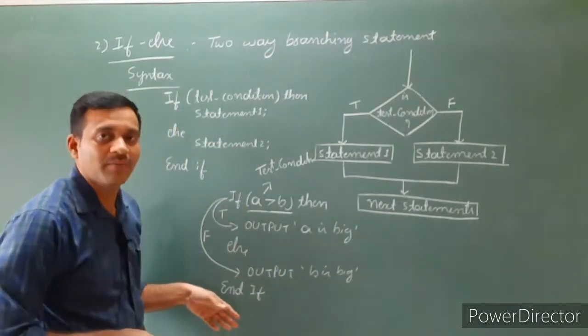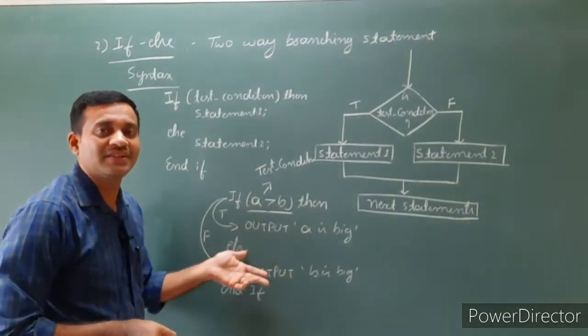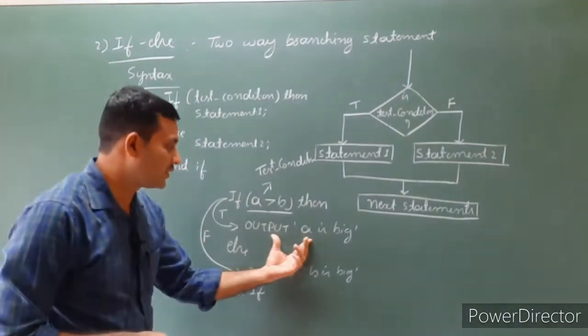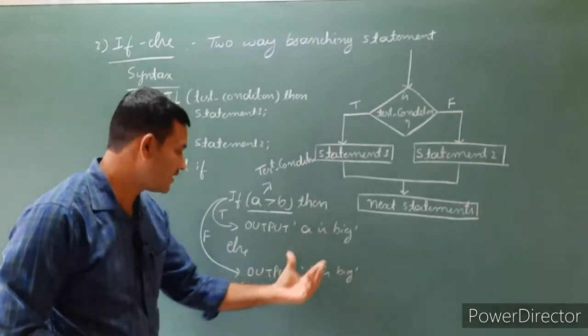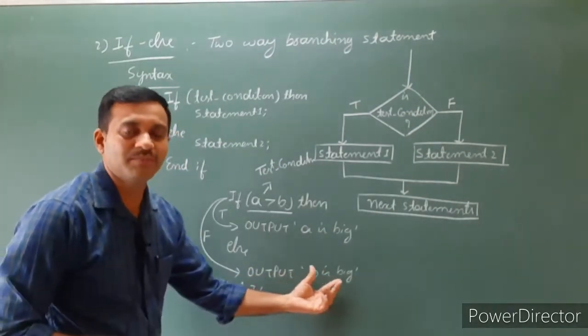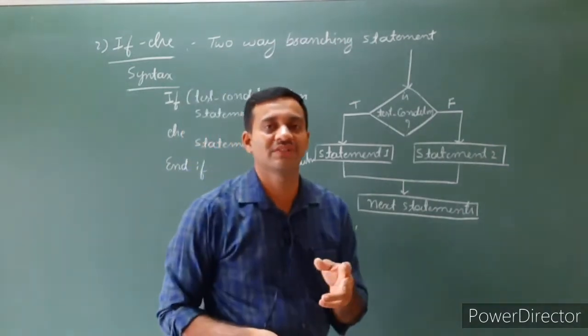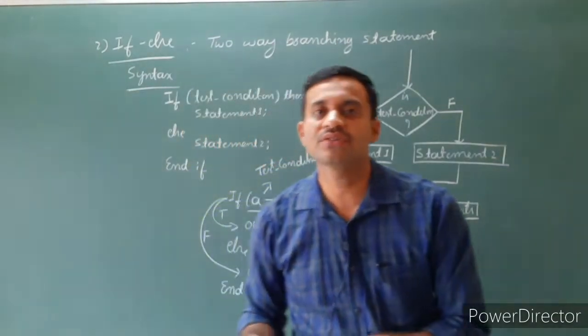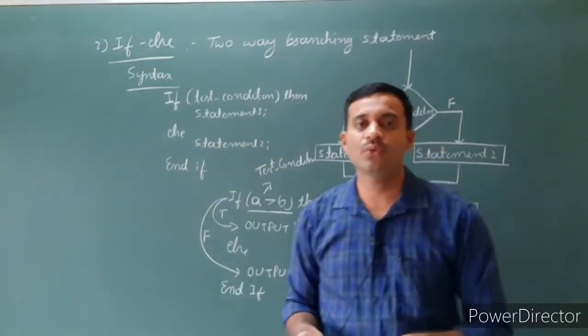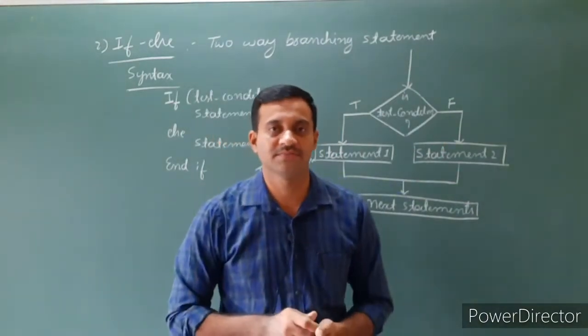So this is the programming segment. We have to take a decision whether output "A is big" is evaluated or output "B is big" is evaluated. So if you take a decision over two sets of statements, then we use if else. Hence it is a two-way branching statement.